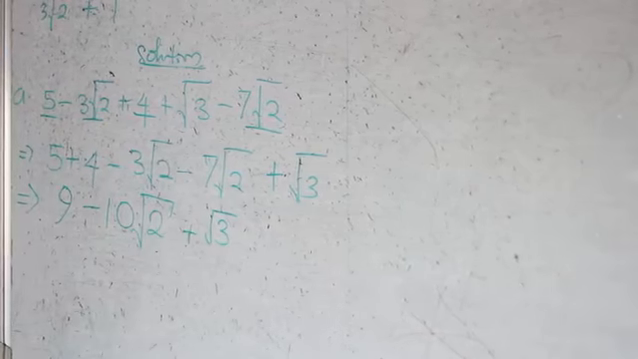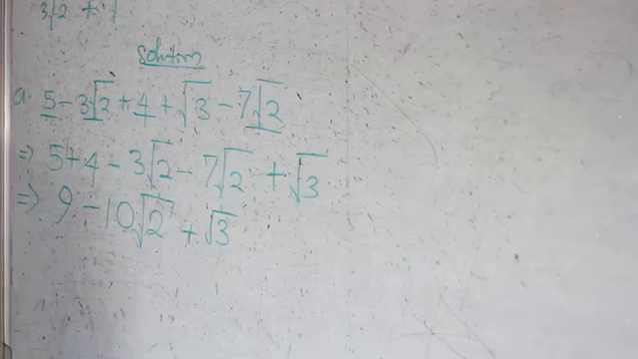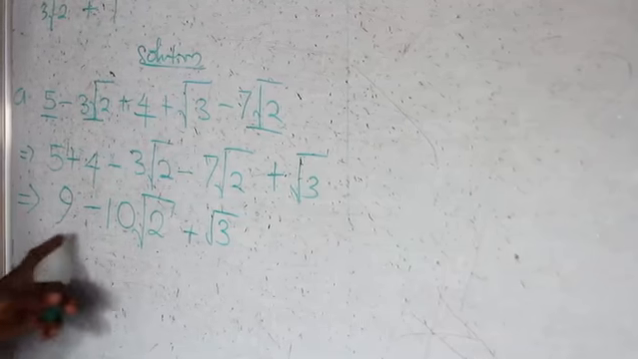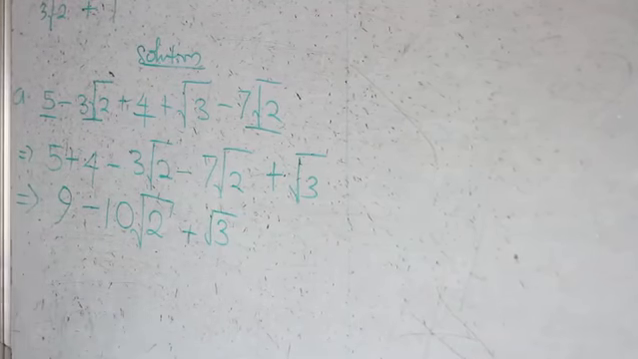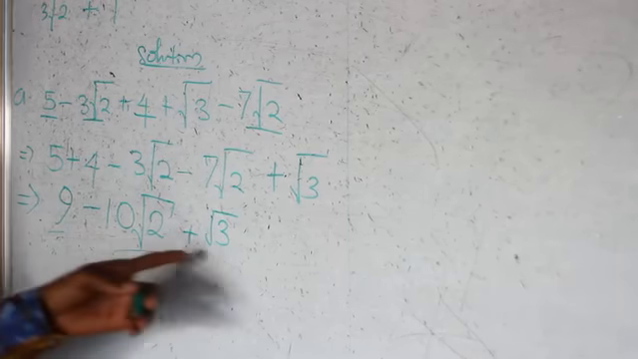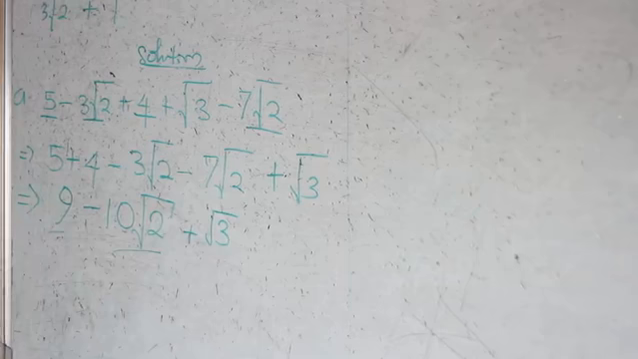Please, I want to ask, is there anything we can do any further? What can we do again? Can we do anything here? We have 9 minus 10 root 2 plus root 3. What else can we do? 9 minus 10, minus 1. Okay, 9 minus 10, we can subtract this, right? And then we can add the root 3. Is that what you're saying?